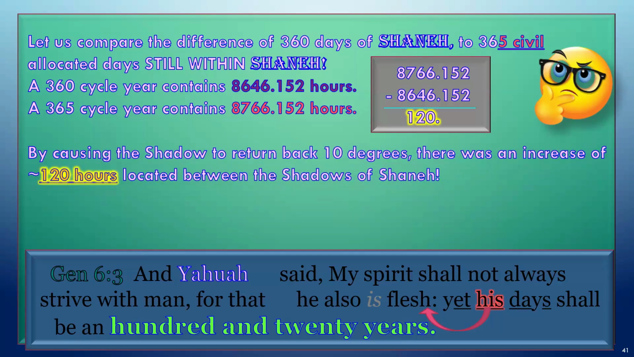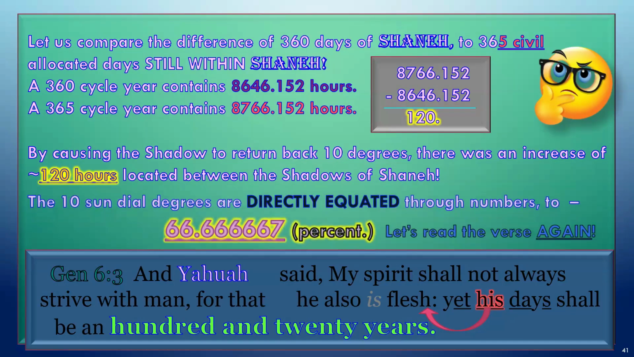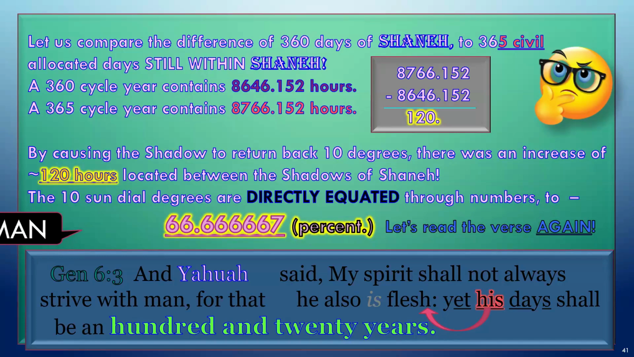Could there be a connection? By causing the shadow to return back 10 degrees, there was an increase of 120 hours. Located where? Between the shadows of Shanae. The 10 sundial degrees are directly equated through numbers to man through the 66.666667%. With that in mind, let's read this verse again.